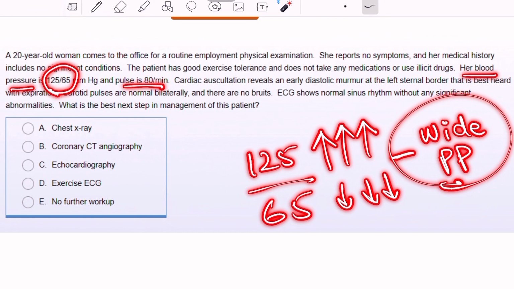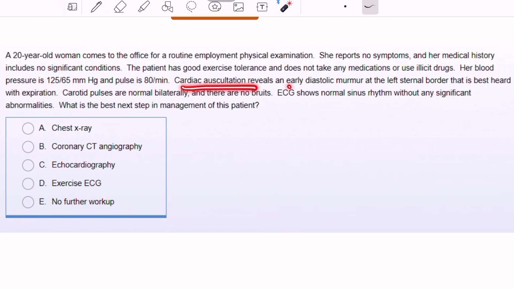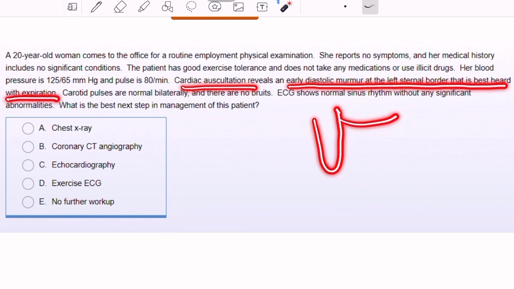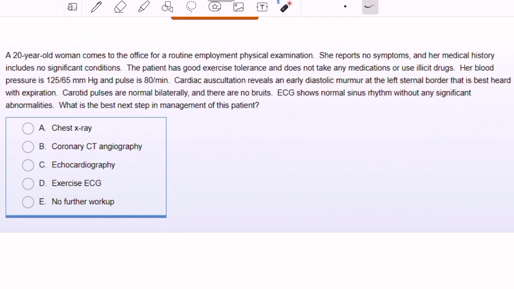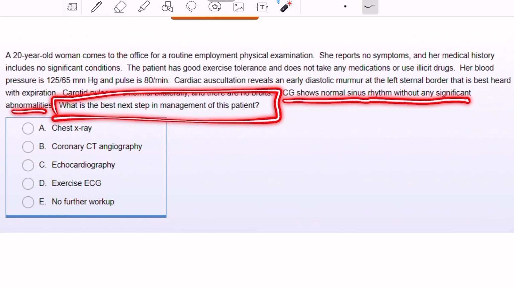The pulse is 80 per minute. Cardiac auscultation reveals an early diastolic murmur at the left sternal border that is best heard with expiration. If you remember, I told you guys that the murmur of aortic regurgitation can be best heard at the left sternal border, and it will be a diastolic murmur. So they're talking about that. So that is one big sign. Carotid pulses are normal bilaterally and there is no bruit. ECG shows normal sinus rhythm without any significant abnormalities. What is the next best step in management of this patient?